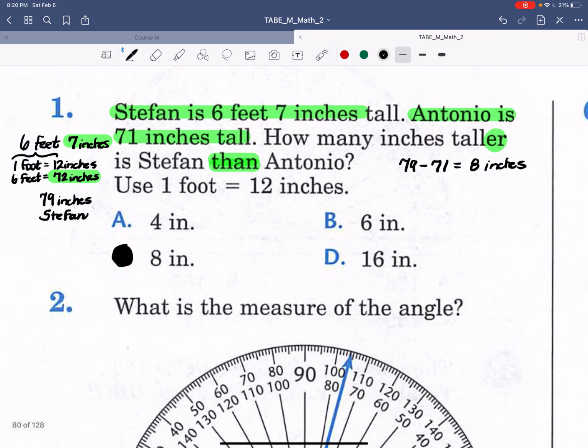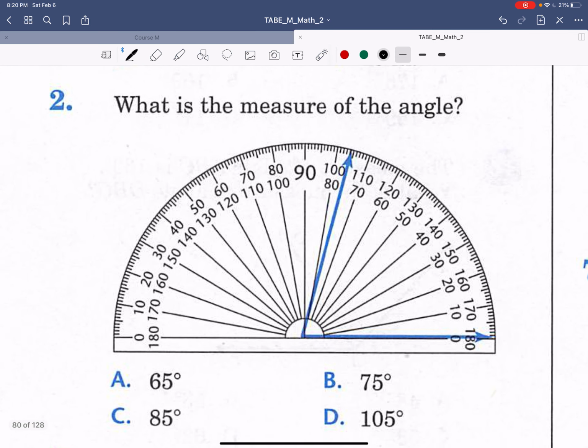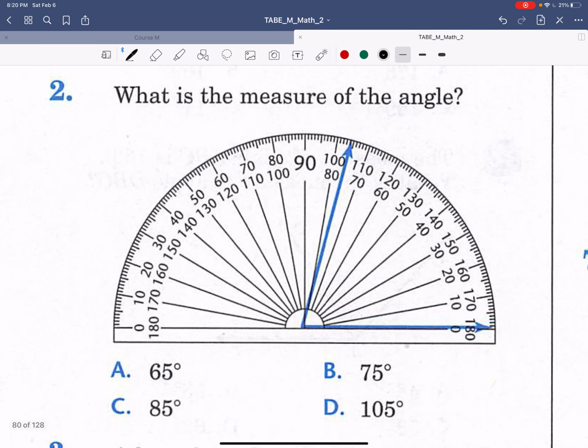Number 2, what is the measure of the angle? Well, I can rule out D automatically because this is not an obtuse angle. I can tell by looking at it that it's less than 90 degrees. Here would be the 90-degree mark. So it's an acute angle. Whatever I choose, it has to be acute.